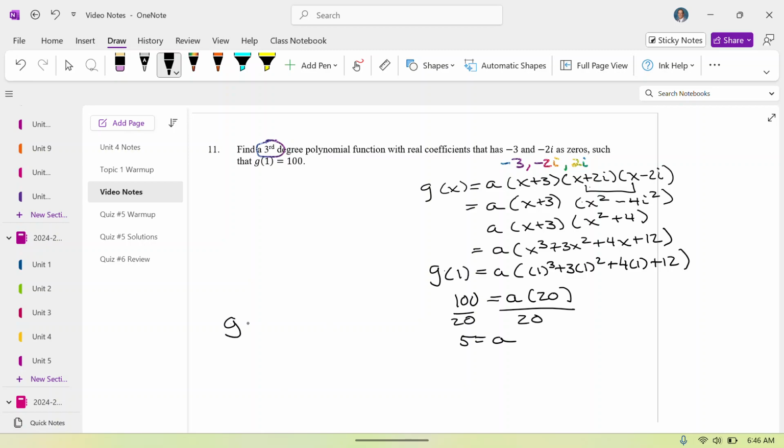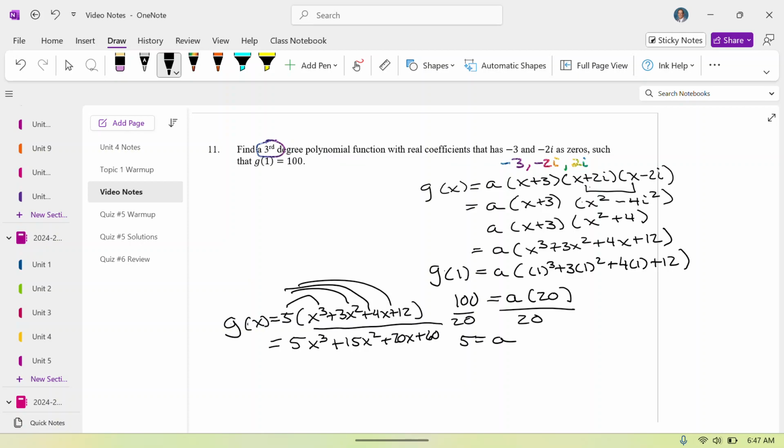So you know that g of x is equal to 5 times x to the third plus 3x squared plus 4x plus 12. So you got to distribute. So it's equal to 5x to the third plus 15x squared plus 20x plus 60. That is your final answer.